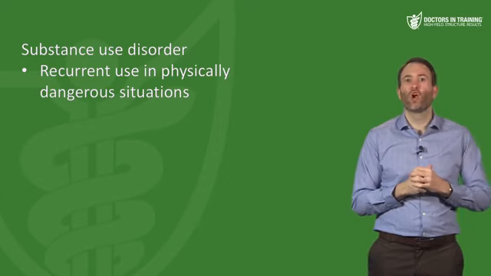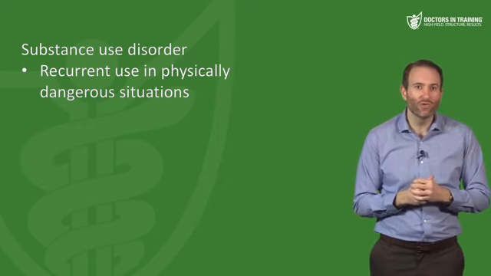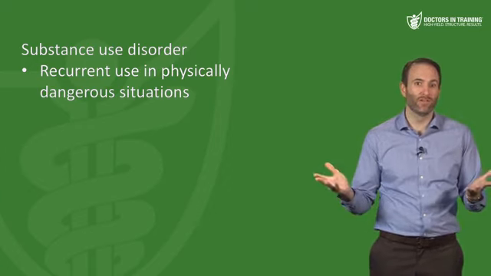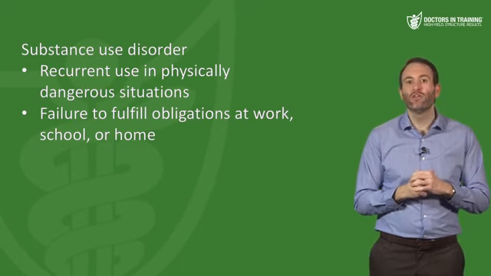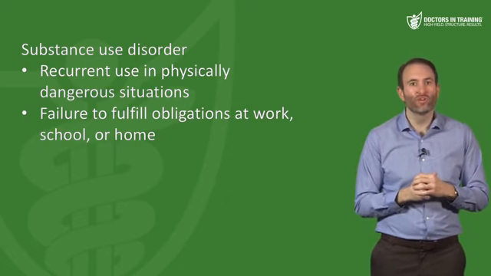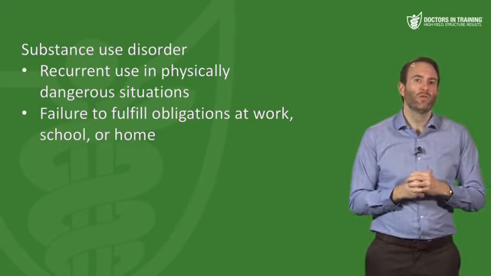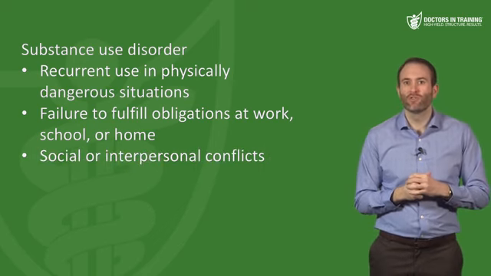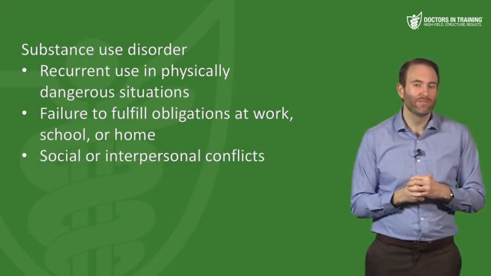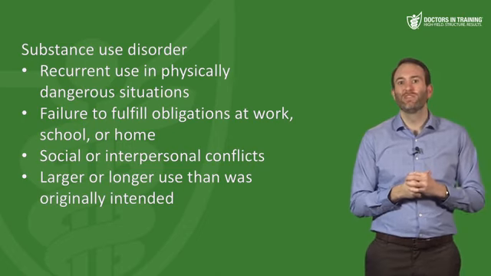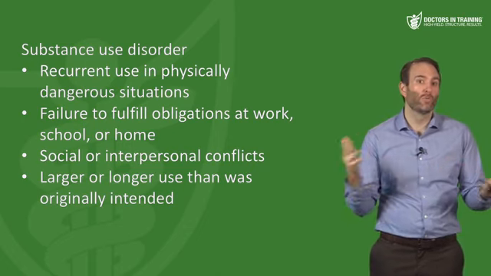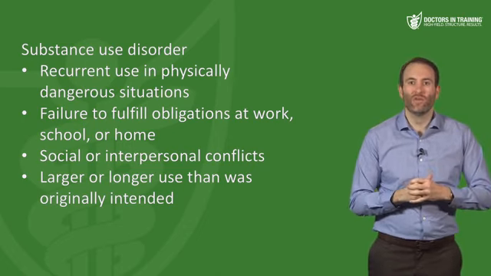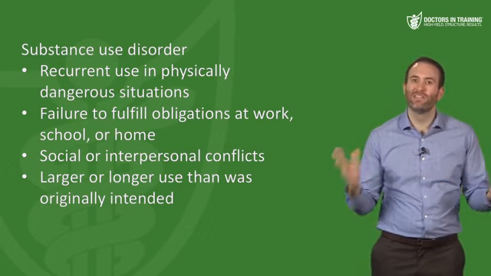And then next, we have recurrent use in physically dangerous situations, like when you're driving. Next, we have failure to fulfill major obligations at work, school, or home due to use. Then we also have social or interpersonal conflicts related to substance use. And then individual takes substance in larger amounts or over a longer period of time than was originally intended. So those are your criteria.